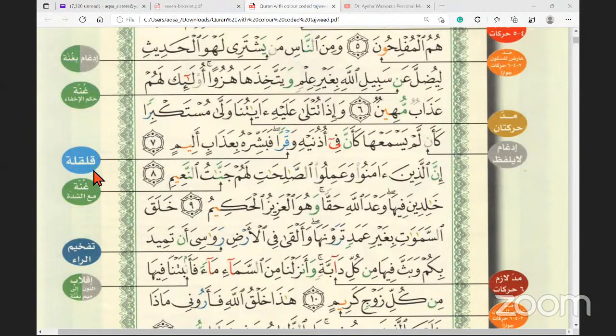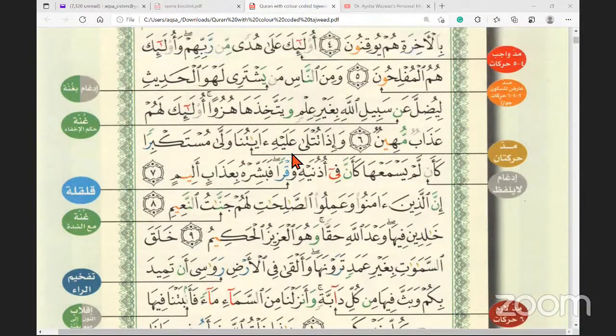So qalqala just means you're giving it a bounce. Waqa, and it's only going to be in 5 letters: qa and ta and ba and jim and dal. Qa, ta, ba, jad, qutub, jad. All right, now let's move on.